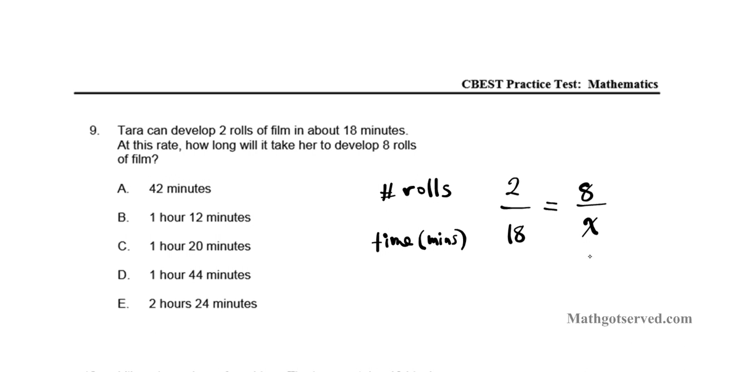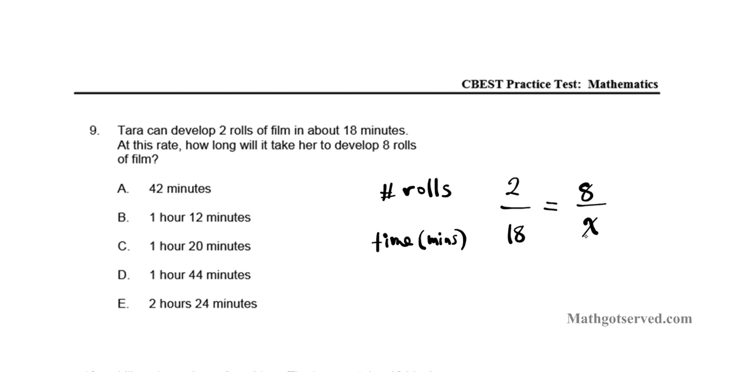Okay, so to solve this, we can cross multiply. Well, there are 2 ways you can do this. You can do this by inspection. You notice that you multiply the numerator by 4 to get from 2 to 8. So you can do the same at the bottom. Multiply this by 4, which is 72 minutes, which comes out to 1 hour and 12 minutes. Or you can do it algebraically.